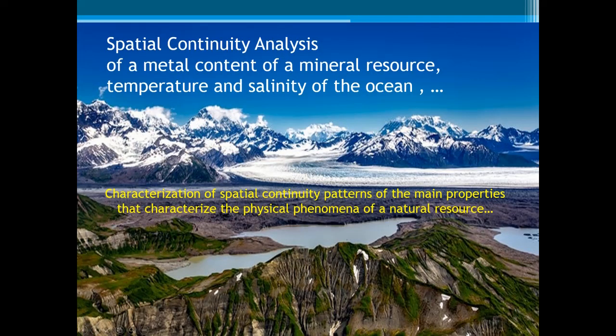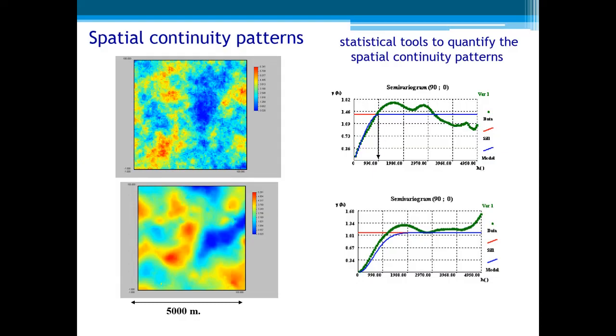Spatial continuity analysis of a physical phenomena of a natural resource means the characterization or quantification of the spatial patterns of main properties that characterizes the physical phenomena of the natural resource through simple statistical tools. Take this example. At left-hand side, it is represented 2D views of the dispersion of, for example, soil property. Two images representing the different spatial patterns of that property here.